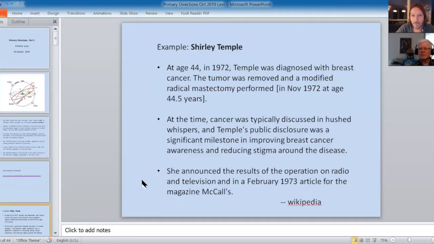Shirley Temple. For those who don't know her, Shirley Temple, she's dead now, is an American actress. She was a child actress born in 1928, I believe, very popular in the 30s and 40s, pre and post the World War II.